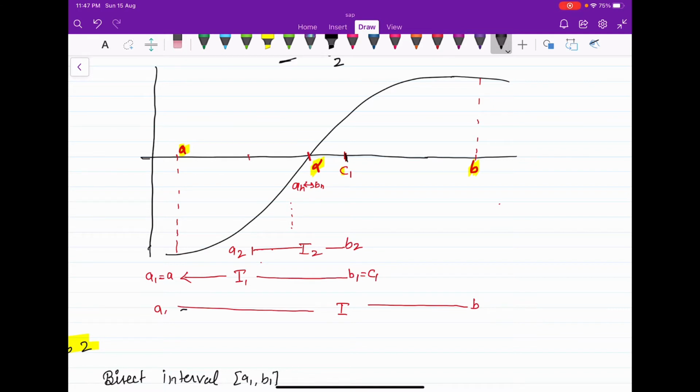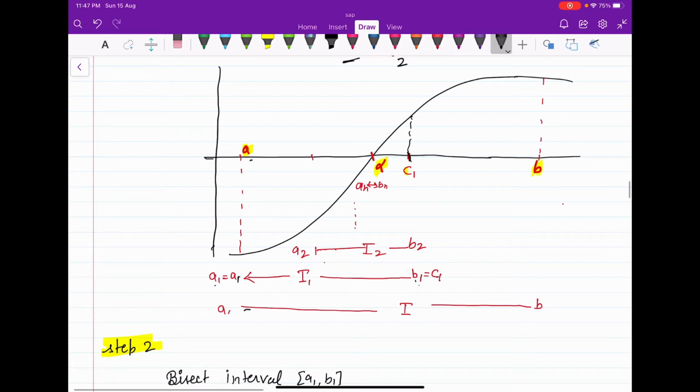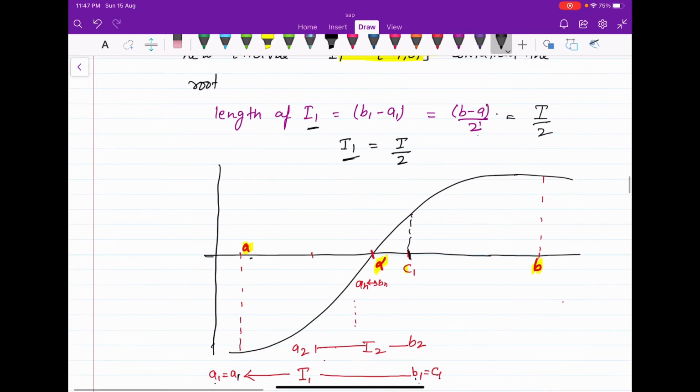Okay, so C is what? This is a positive value. So A1 C1, with A1 as A and C1 as B1. So ultimately it is A1 C1, the newly formed interval, and the length of the interval is what? It is (B minus A) upon 2.